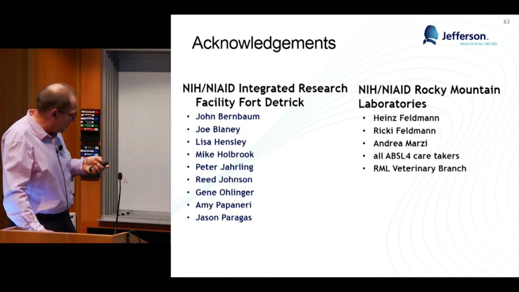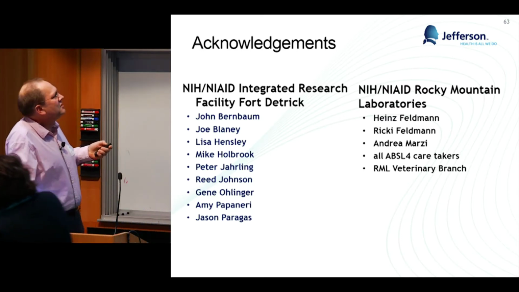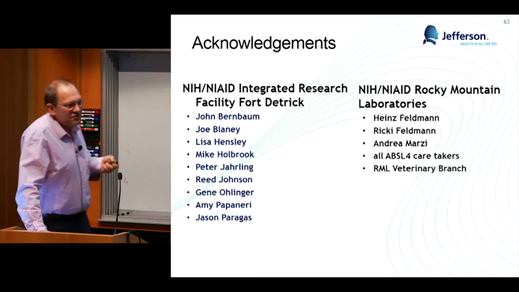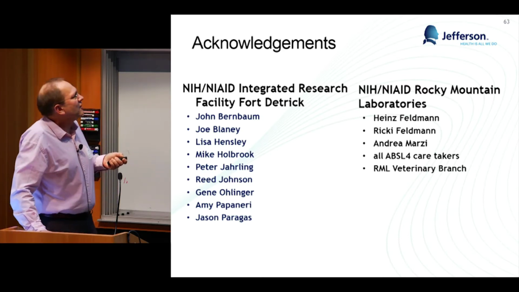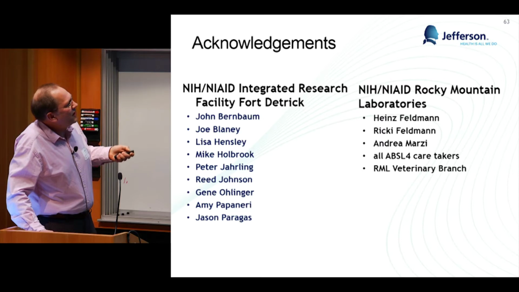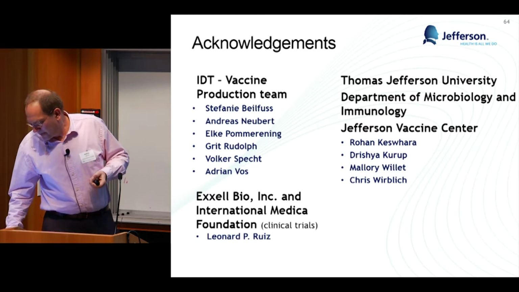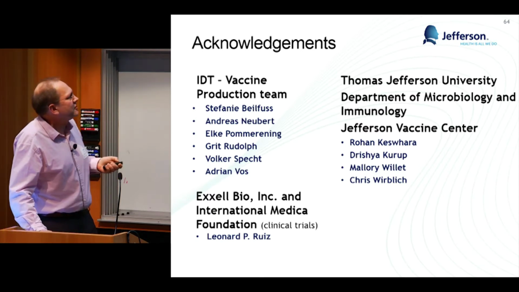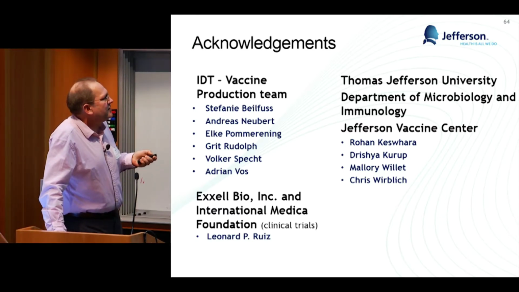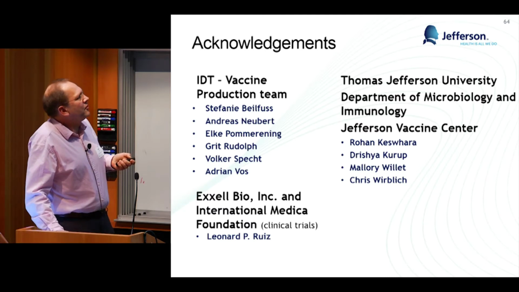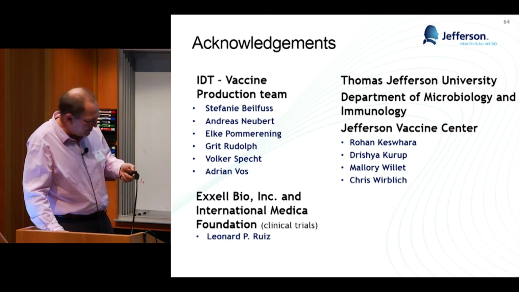It's a huge amount of people who are involved in such studies. Most of my work is now done at the Integrated Research Facility at Fort Detrick, which is a facility just for researchers to perform experiments with BL4 pathogens. We worked with Heinz Feldmann on that last animal study at the Rocky Mountain Lab. We have the production team for the vaccine. This vaccine was now licensed to Excel Bio to drive the commercial part of it, and this group is in my lab, who works on the more basic research. Thank you.